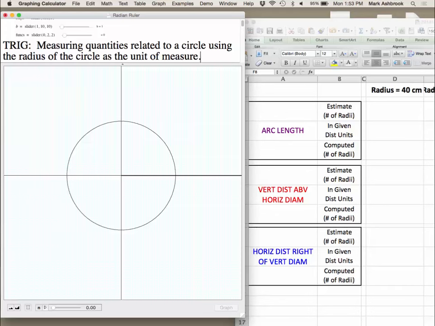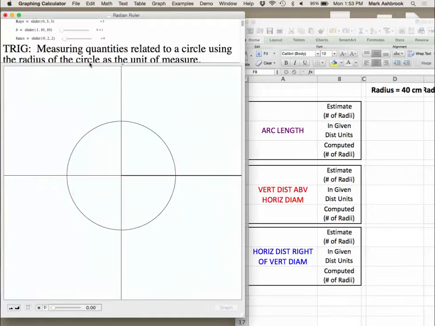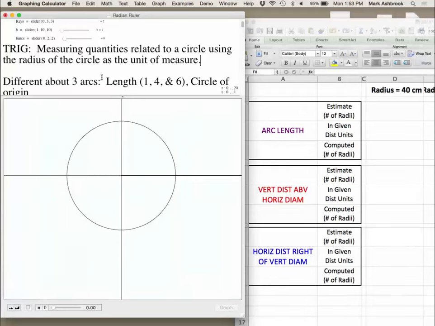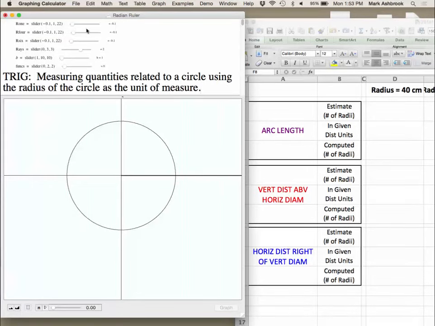Okay? And so let's be more specific. Measuring quantities related to a circle using the radius of the circle as the unit of measure. So let's look at the radius here. So here's the radius. Okay, there's the radius. So the first thing I'm going to do is take that radius and peel it off and lay it on the circle. Did you see that? Let me do it again.